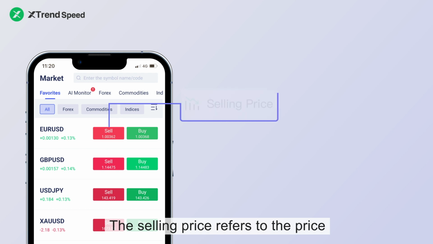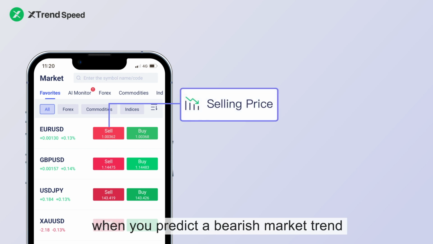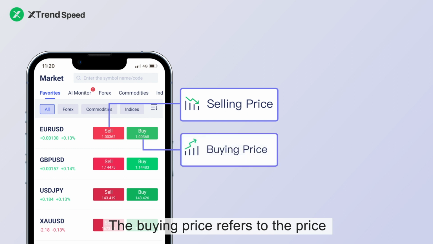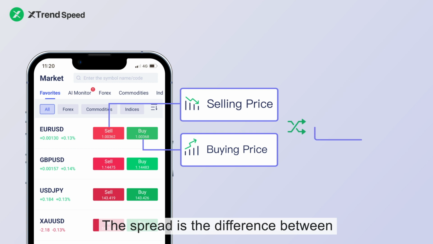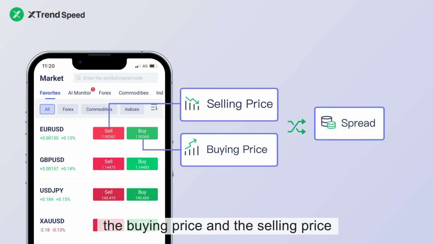The selling price refers to the price at which you open a position when you predict a bearish market trend. The buying price refers to the price at which you open a position when you predict a bullish market trend. The spread is the difference between the buying price and the selling price.